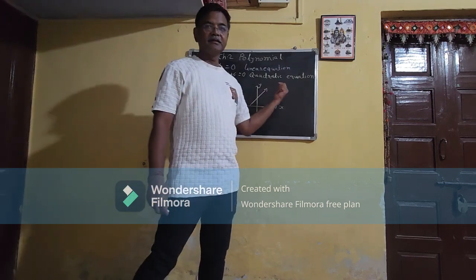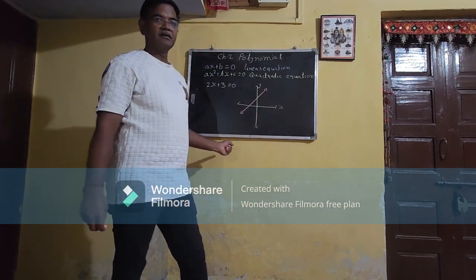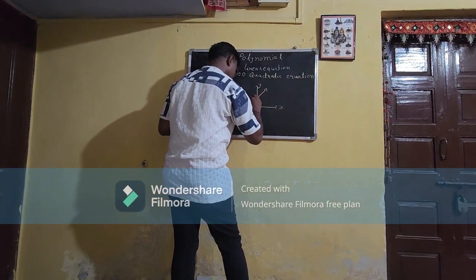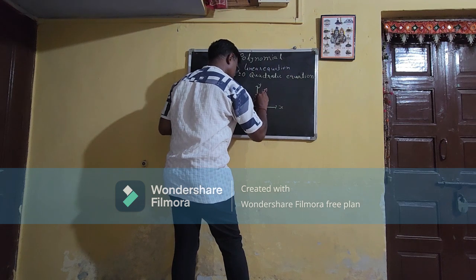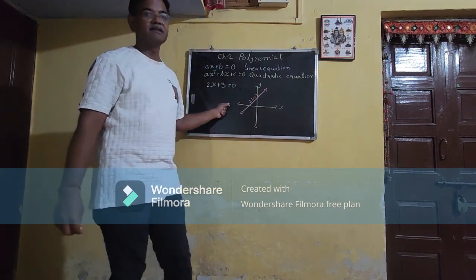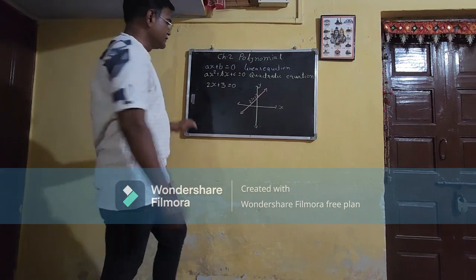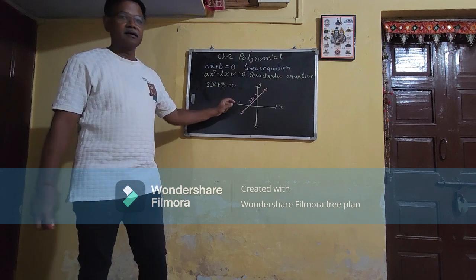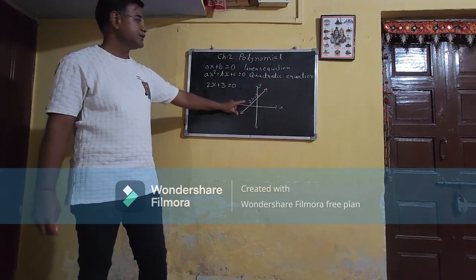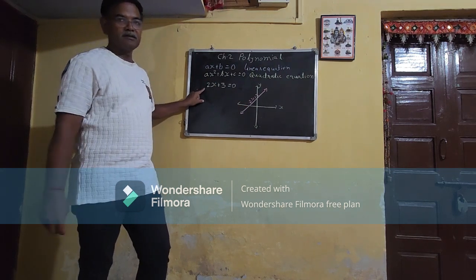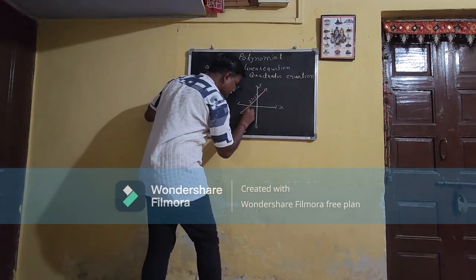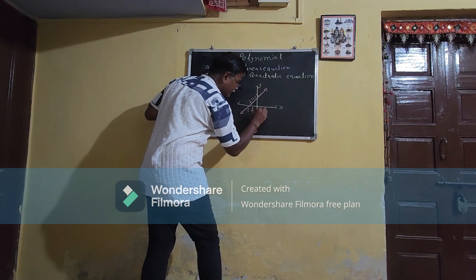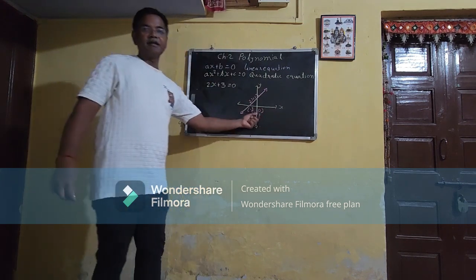This linear equation shows one line on the graph. So we say that this is the line. When it meets the x-axis, it is a solution for this equation, minus 3 upon 2. And what is its y coordinate? Zero.